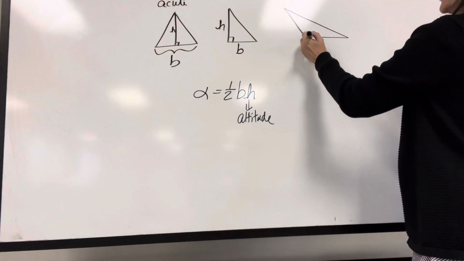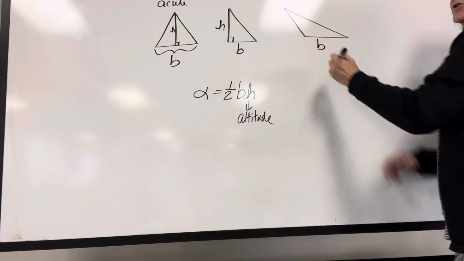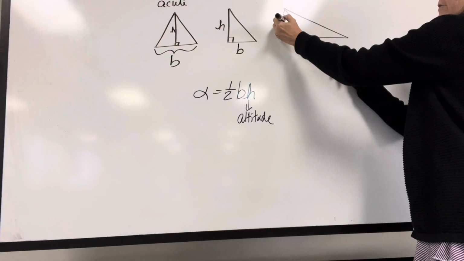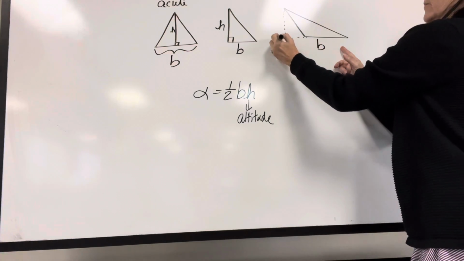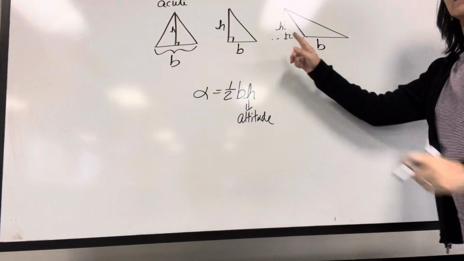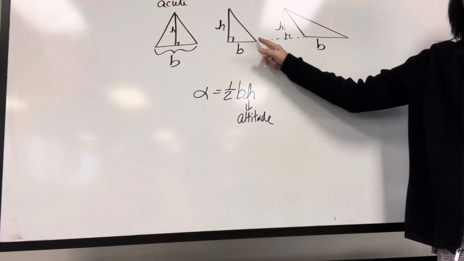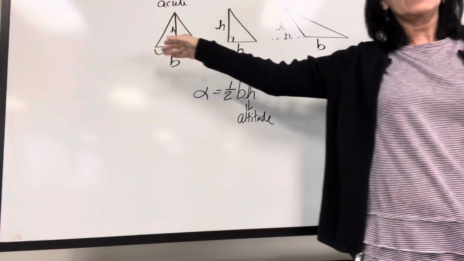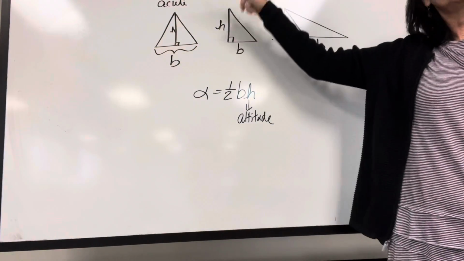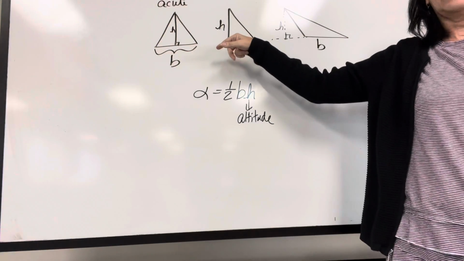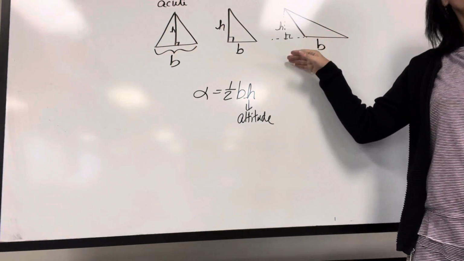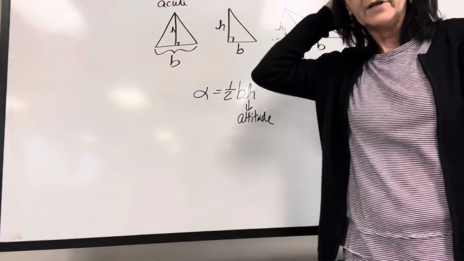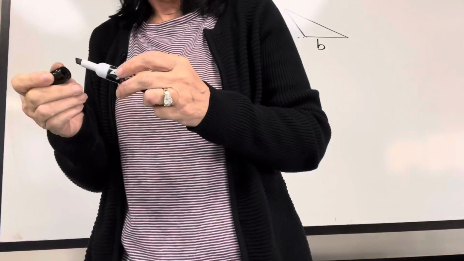If I have an obtuse triangle, again, it doesn't matter what side you choose. I'm going to choose that side as my base. The altitude is a perpendicular line to where the base would go, so your height is going to lie outside the triangle. Does that make sense? So with acute, your altitude lies inside. With right, the altitude is on the leg. Got it? With obtuse, the altitude lies outside the triangle. But it's 1/2 base times height.